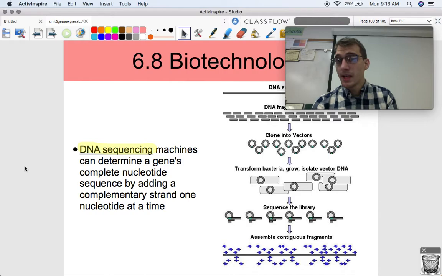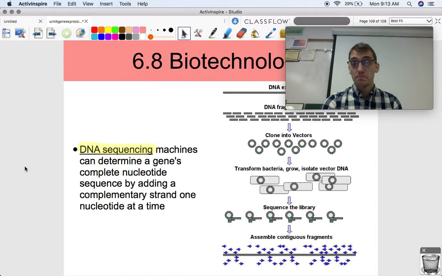Okay, last thing I want to talk about is DNA sequencing. Things like 23andMe and Ancestry.com have become more prevalent in the last couple of years because we have new machines that can determine a gene's complete nucleotide sequence by adding a complementary strand one nucleotide at a time. Once again, we're using our base pairing rules to figure out the actual nucleotide sequence of a gene. This machine is going to add an A and record that it adds an A, then a T, then a C, then a G, then a G, then a G, then a C, then a T, then a T, then an A. We can figure out a whole complementary sequence based on a template strand and a machine that's able to track which nucleotides it's adding to a strand.